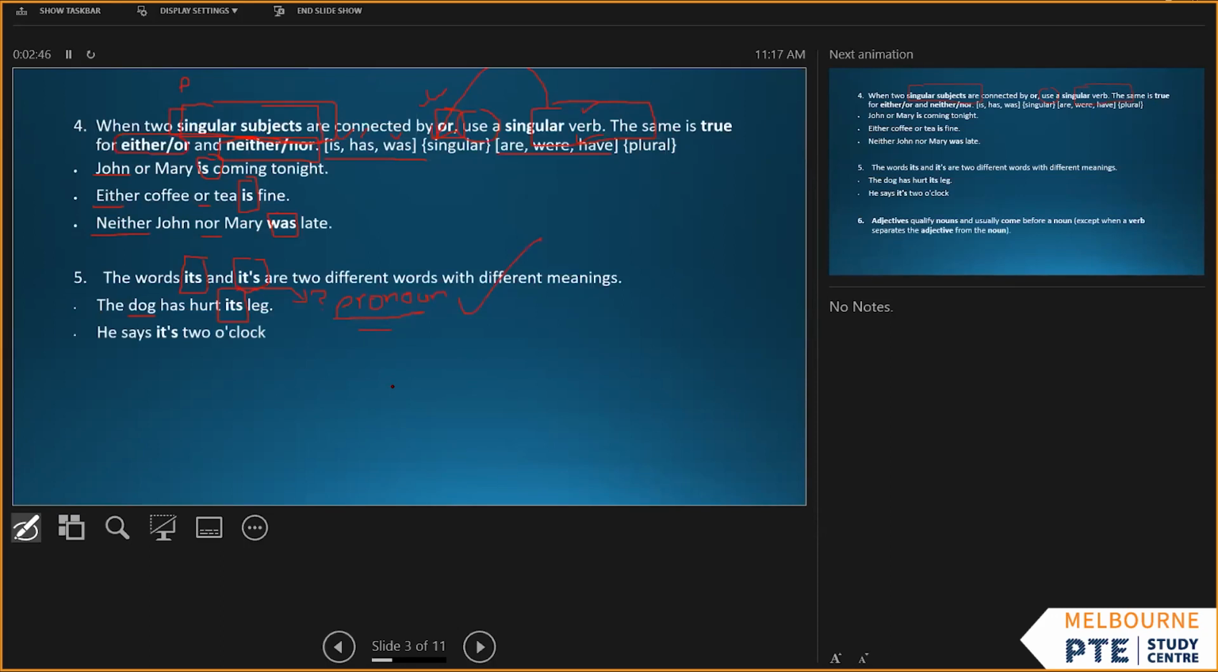But if I give you something like, he says it's 2 o'clock, what is it's doing now? Is it a pronoun again, or something else? It's not a pronoun anymore, because when I say he says it's 2 o'clock, it is not replacing any noun. It is just being used to state a fact that the time now is 2 o'clock. Remember that. Whereas in the other one, it was a pronoun because it was replacing the dog.